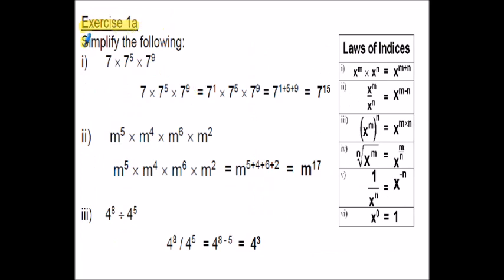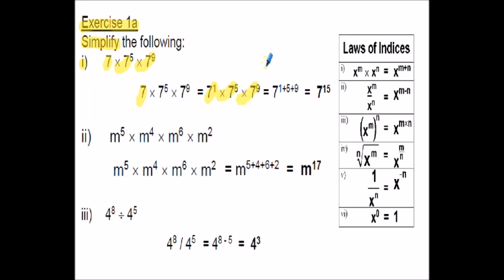Exercise 1A, we're asked to simplify the following expressions using the laws and the rules of indices. So part 1, we're given 7 multiplied by 7 to the 5 multiplied by 7 to the 9. Now don't forget that first term of 7 is actually 7 to the power of 1. We don't write the 1s, but they're there. So I've actually got there 7 to the 1 times 7 to the 5 times 7 to the 9.